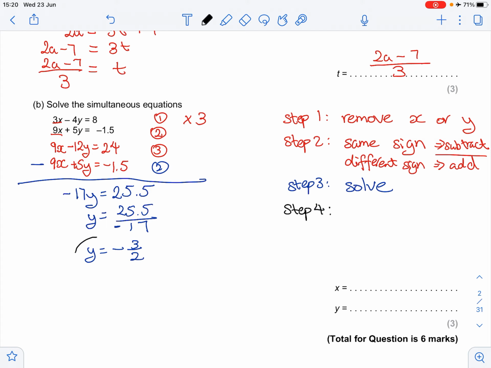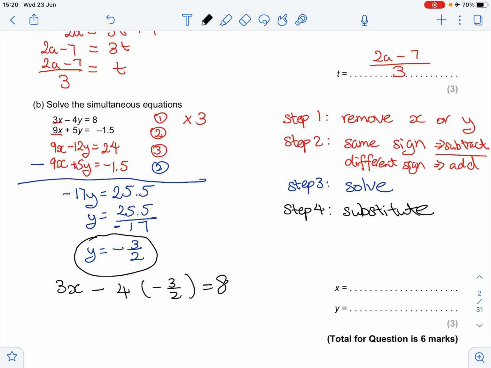Then step 4, you're going to substitute your y value into any of the equations above. It could be 1, it could be 2, it could be 3. So I'm just going to pick the easiest one. So I'm going to substitute into my equation 1. So I have 3x minus 4, multiplied by y, which is minus 3 over 2, equals 8.